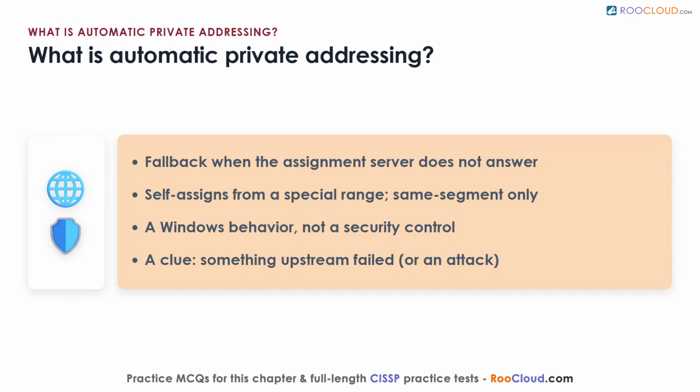What is automatic private addressing, and why does it signal trouble? It is a fallback that kicks in when a client asks for an address and the assignment server does not answer. The machine gives itself an address from a special self-assigned range with a standard mask, which only lets it talk to other stranded machines on the same segment, never across a router. It is a Windows behavior and is not really a security control. But it is a useful clue. If you spot a device wearing one of these self-assigned addresses, something upstream failed. It might be a dead cable or a downed assignment server, or it could be an attack against that server.